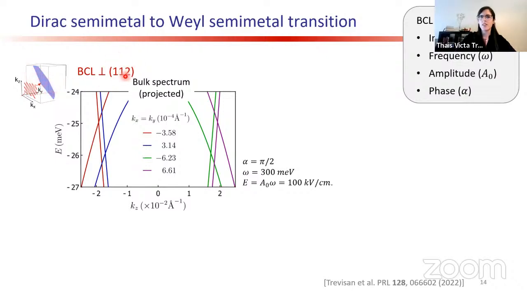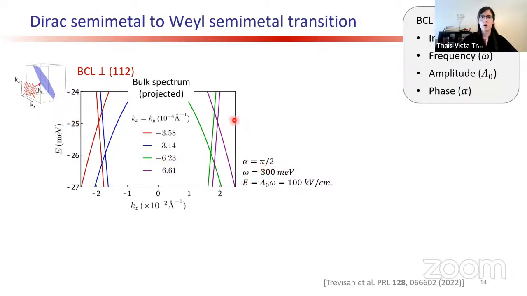And why this surface? This is just because this is the surface of the material that is naturally exposed when you grow it. So this is the surface that the experiments can look at. And let's also fix the frequency of the light to be again in this range that is much larger than the Lifshitz energy, and fix also the phase. Okay, so I pick here the phase to be pi/2.